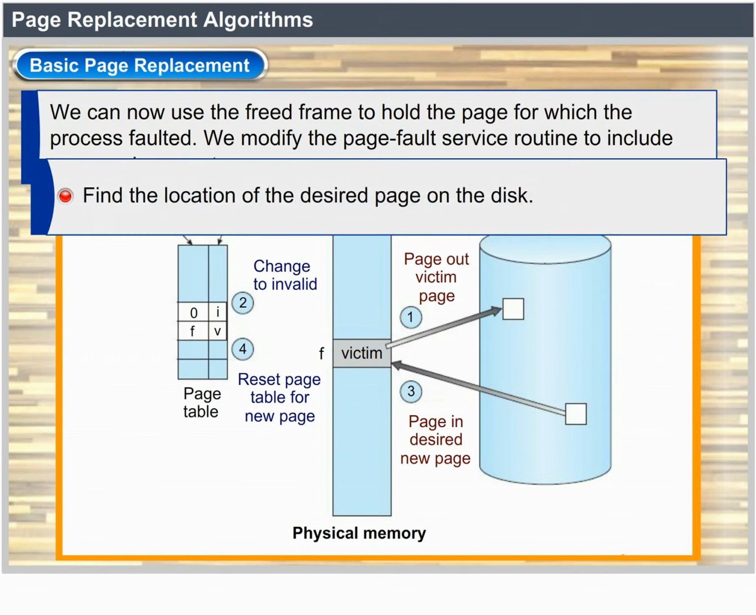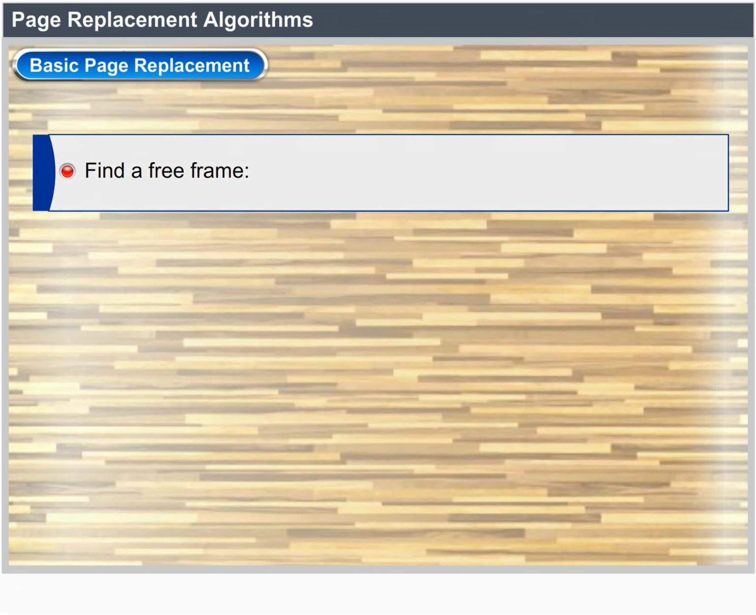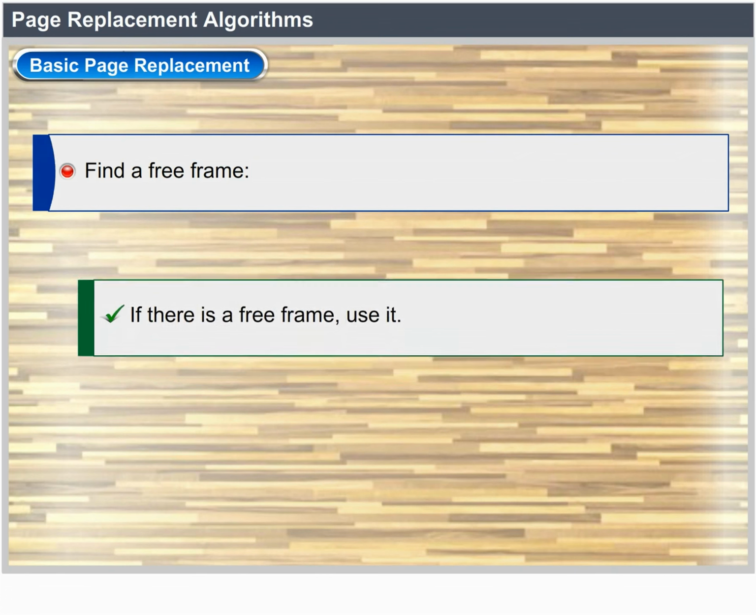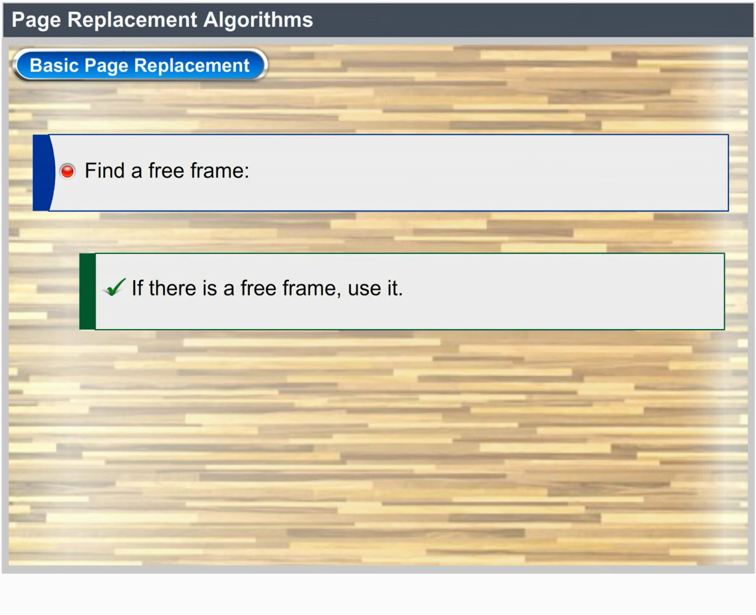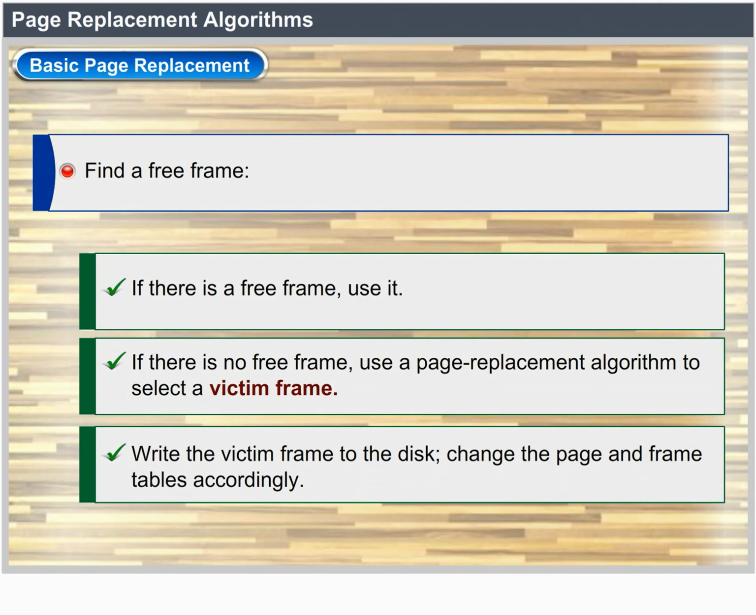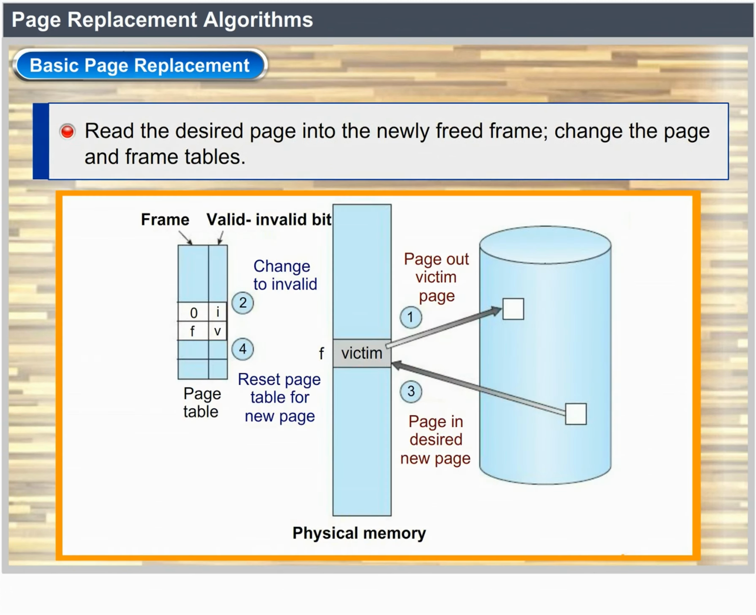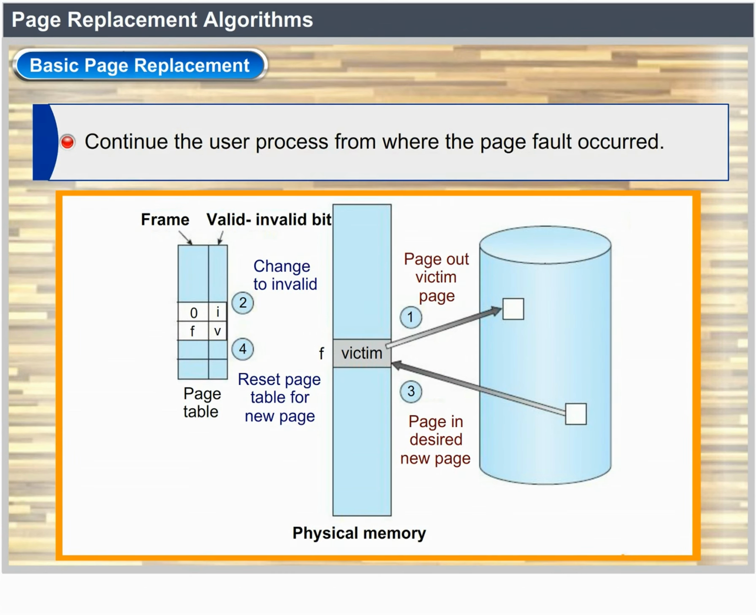Find the location of the desired page on the disk. Find a free frame. If there's a free frame, use it. If there is no free frame, use a page replacement algorithm to select a victim frame. Write the victim frame to the disk. Change the page and frame tables accordingly. Read the desired page into the newly freed frame. Change the page and frame tables. Continue the user process from where the page fault occurred.